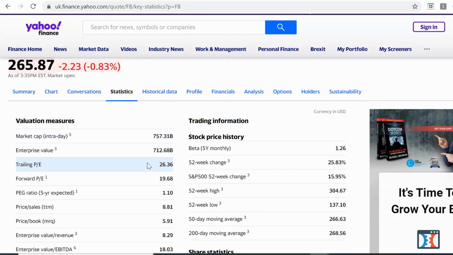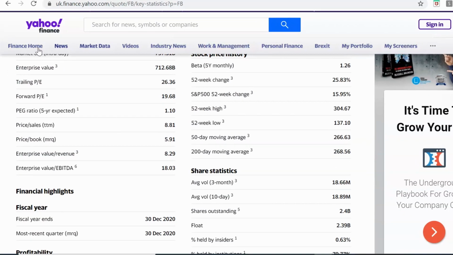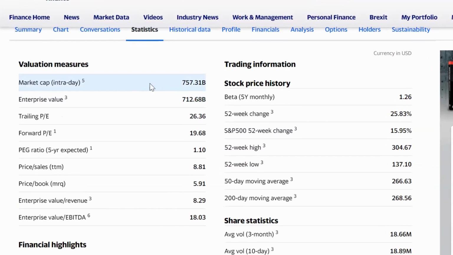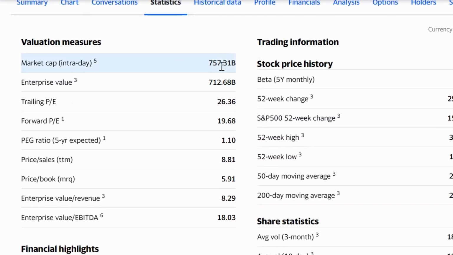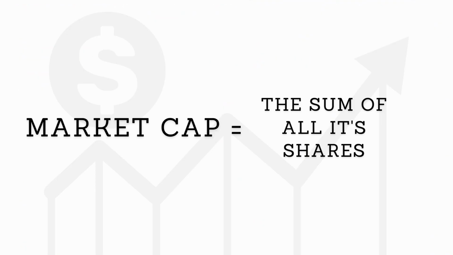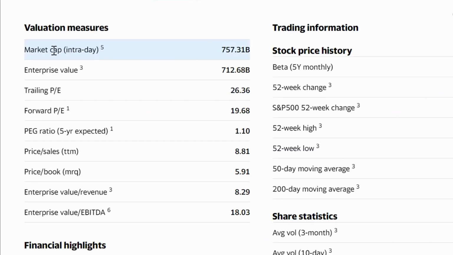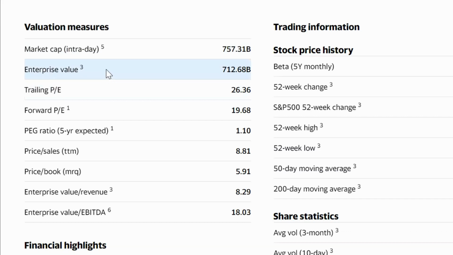So here's the valuation measures. Take note. Obviously here we have the market cap, right here. And that's what we looked at before. Remember, that's the share price of all the shares added together to give a number of the total value of the company. And then below we have enterprise value, which is used in a few of these stats underneath.